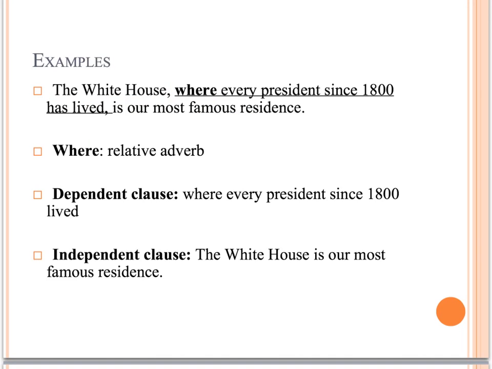If you turn that into a question and ask, where does every president live since 1800? The answer is the White House. Our adjective clause is modifying White House, our subject, which is a noun.